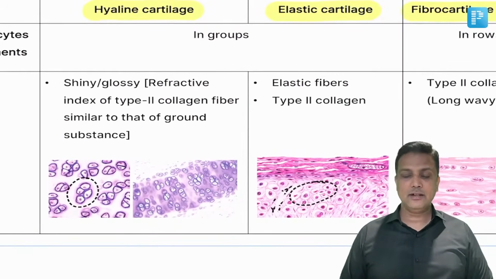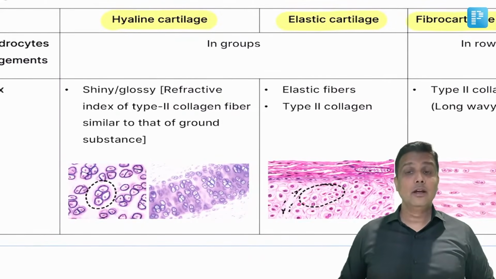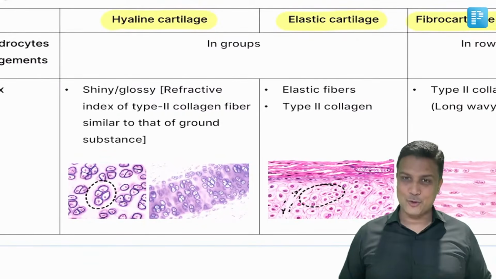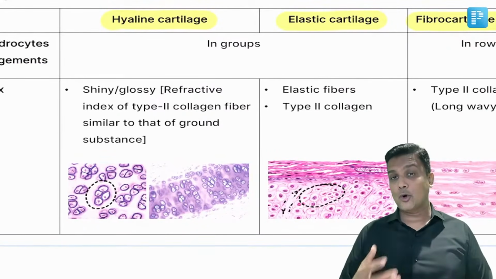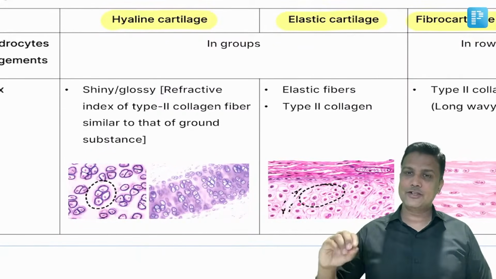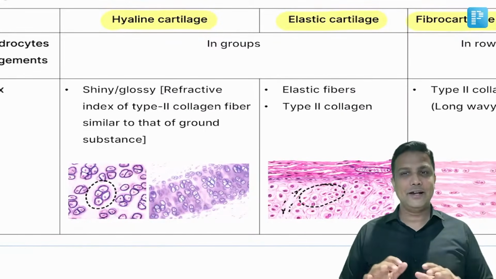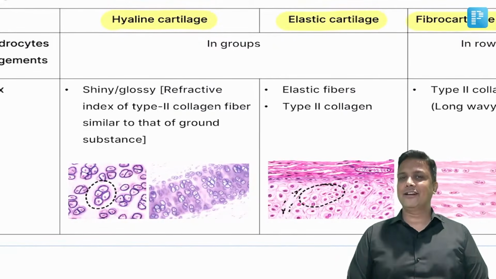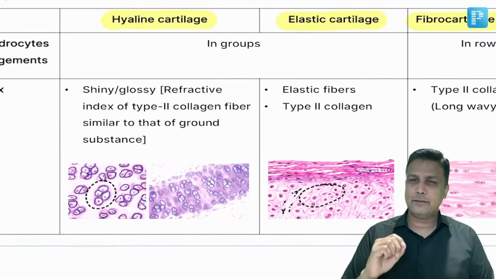So let me tell you again, neat and clear, my dear friends, whenever you get a question in your exam about cartilage, remember two things. Point number one, look at the chondrocytes, the cells. Point number two, look at the matrix. If the chondrocytes are arranged in a group, it can be hyaline or elastic. Then how to differentiate? Look at the matrix. If the matrix is very plain, transparent, shiny, glass-like, then it is hyaline cartilage. If the matrix has elastic fibers, which are short and branched, then it will be elastic cartilage.